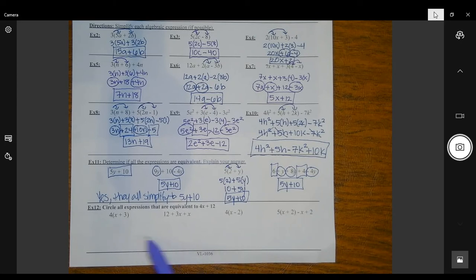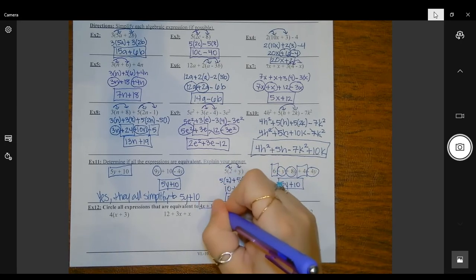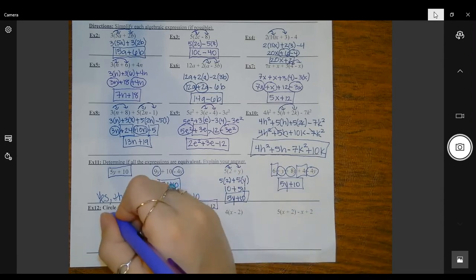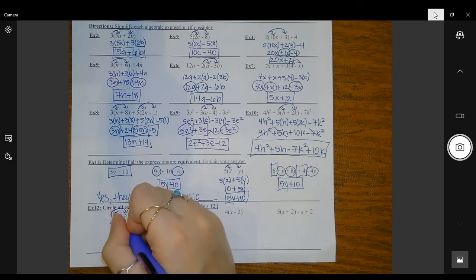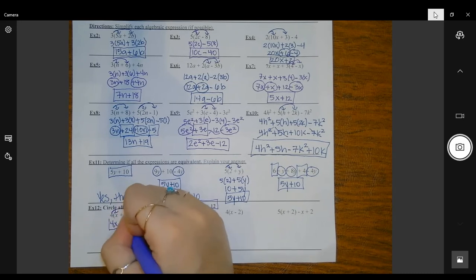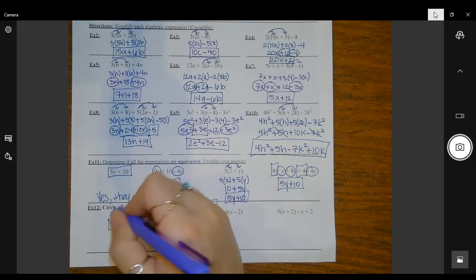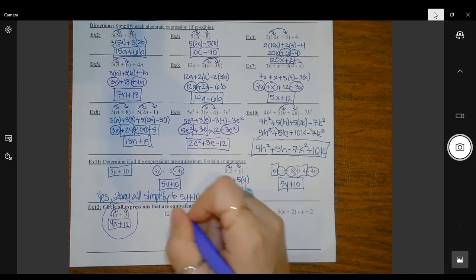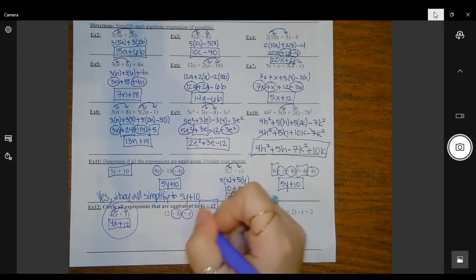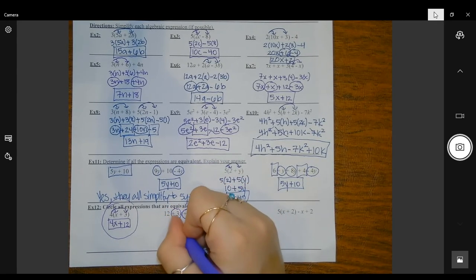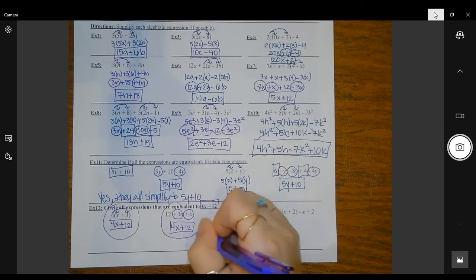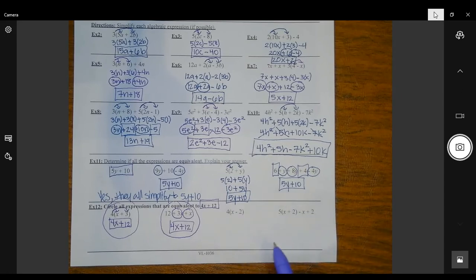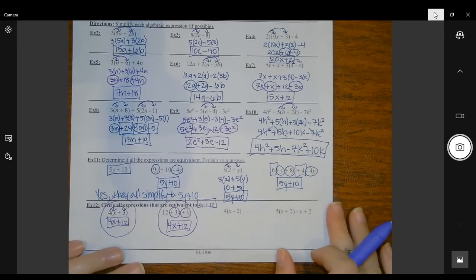Okay, now this one says circle all the expressions that are equivalent to 4x plus 12. So, simplify this. You have 4 times x, which is 4x, plus 4 times 3, which is 12. Okay, so that simplifies to 4x plus 12. So we have that guy. Okay, here you have a 3x and an x. Well, 3x plus x is 4x. Tack on the plus 12. So that guy simplifies to 4x plus 12. Okay, simplify these down. Pause it, unpause it, come back and join us.